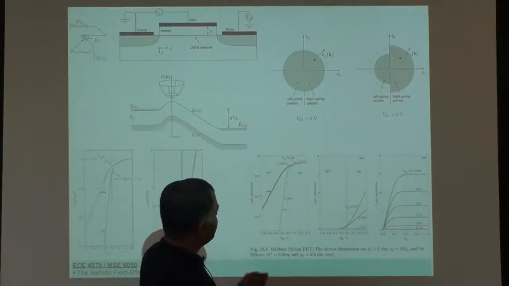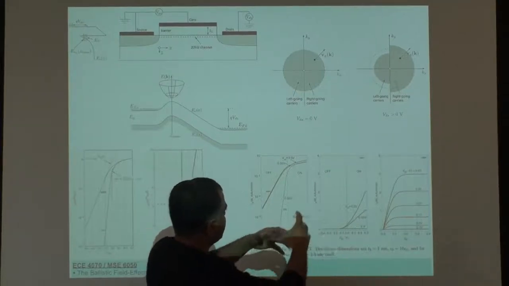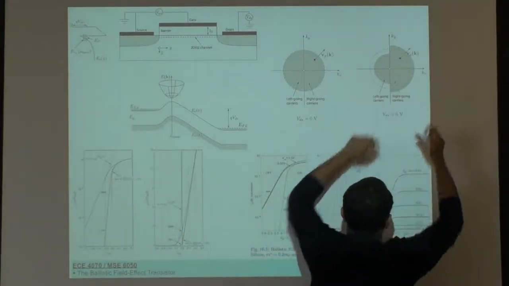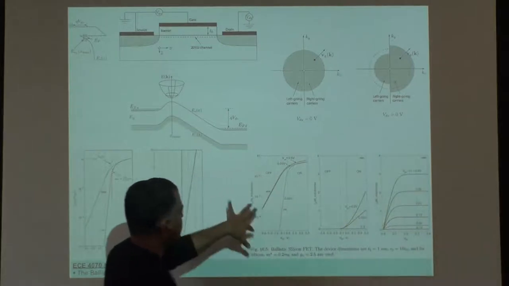essentially the drain causes an imbalance of these two, and then from there you can calculate the current.